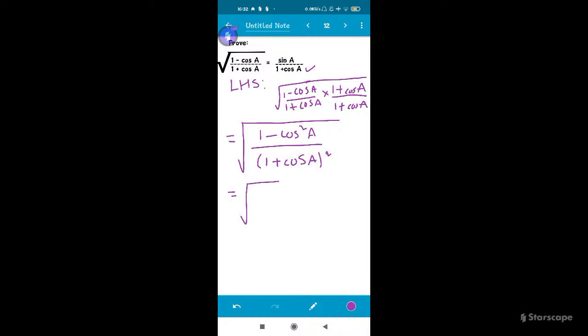Now in the numerator, we have 1 minus cos square A, that is sin square A. And in the denominator, we just have 1 plus cos A whole square. We will keep it as it is. Now if we take it out from the square root, sin square A will give us sin A. And in the denominator, we will get 1 plus cos A. This was asked in the question on the right hand side. So we have proved the left hand side is equal to the right hand side. RHS proved. I hope you have understood how to solve such type of questions.